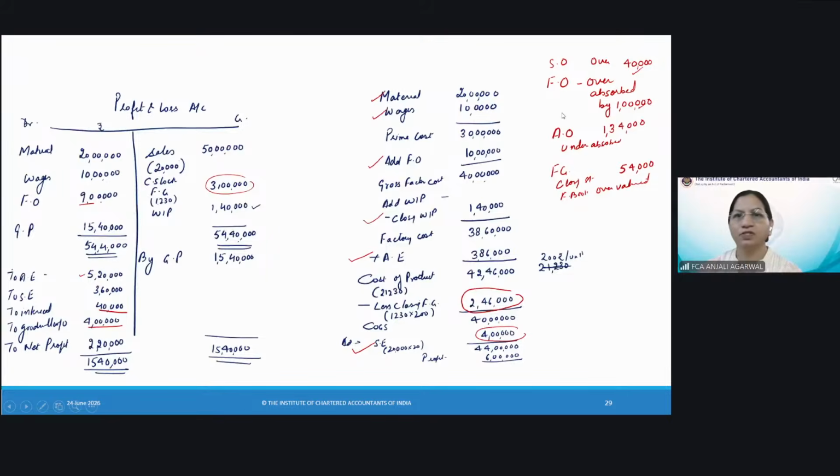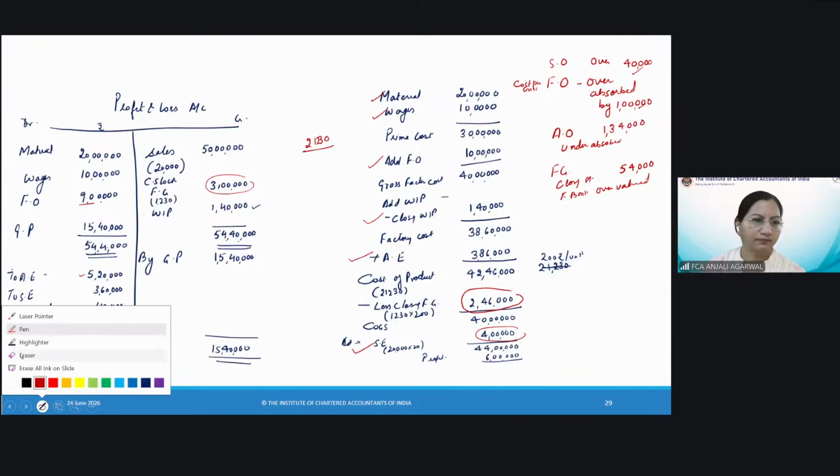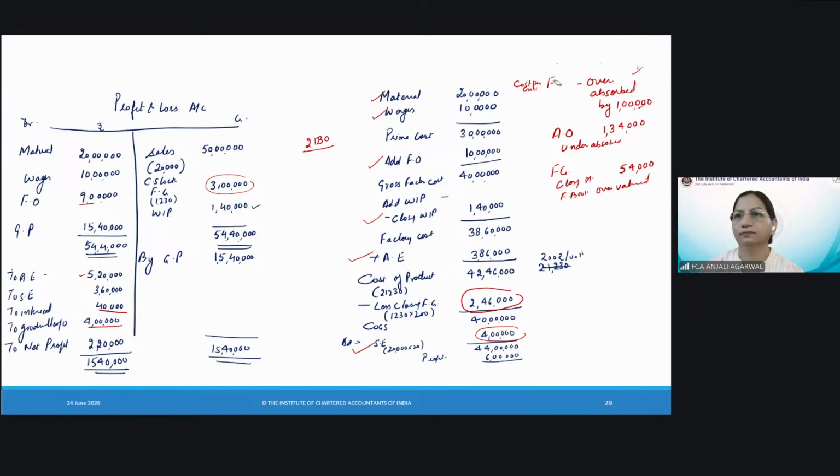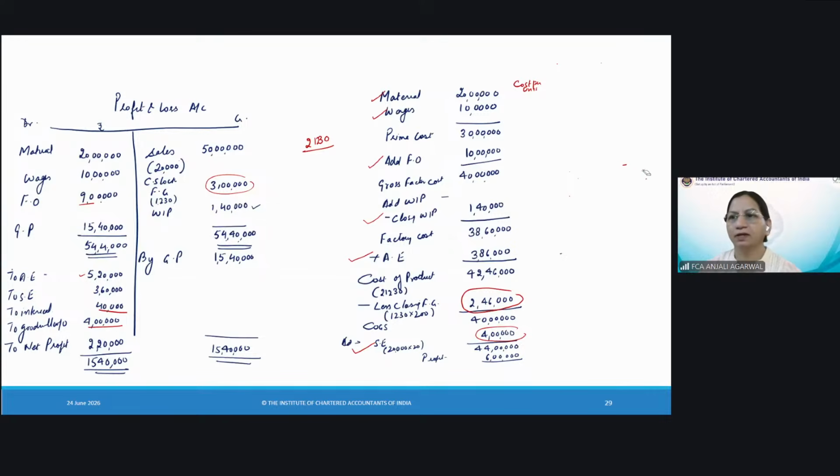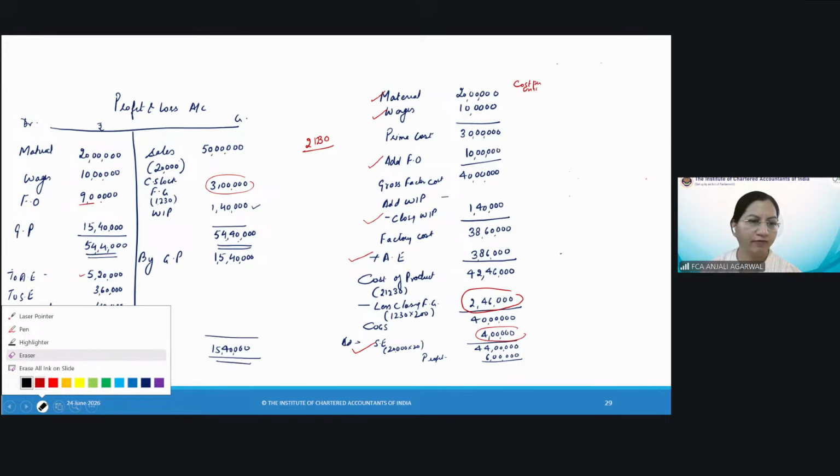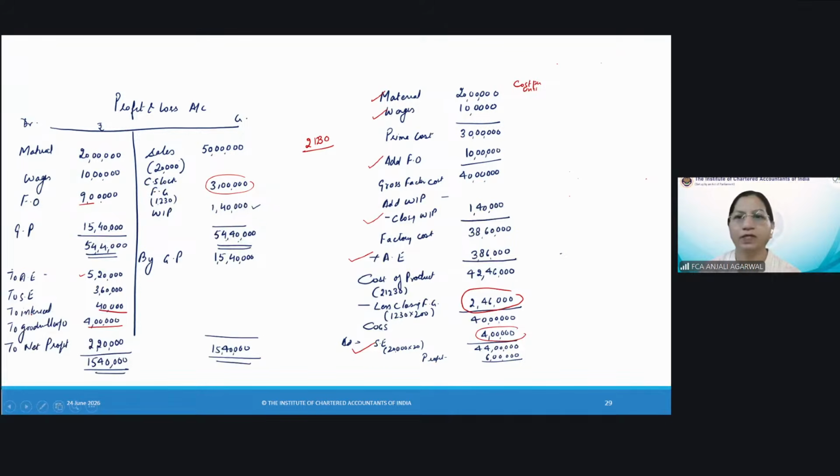For example, here is a cost sheet. And how many units are you manufacturing? 21,230. So if I prepare a cost per unit column here itself, what will be the raw material cost per unit? So I keep on dividing all the costs by the number of units.